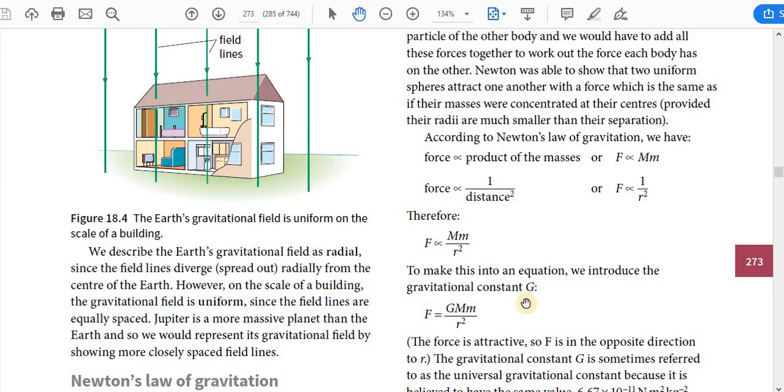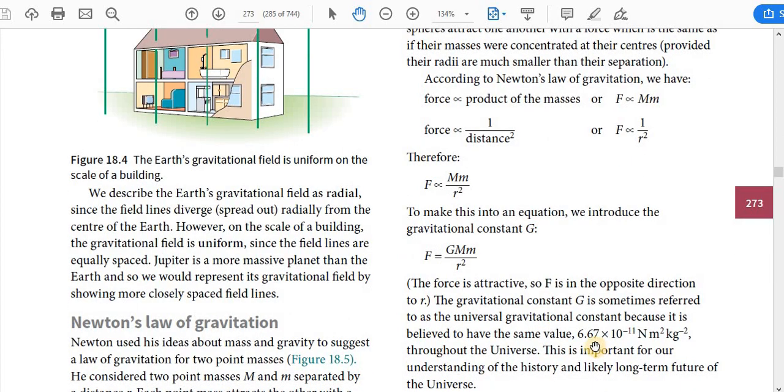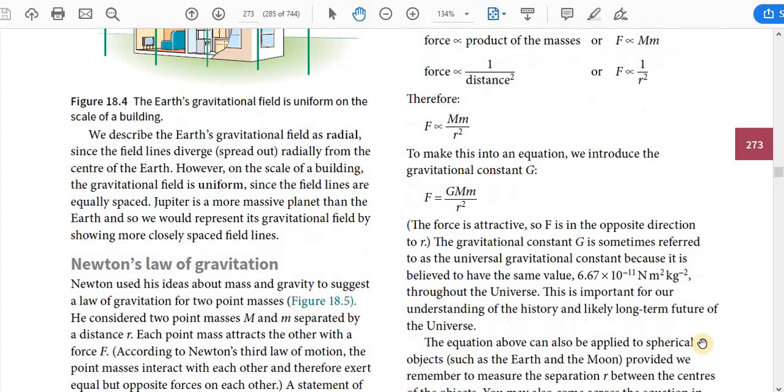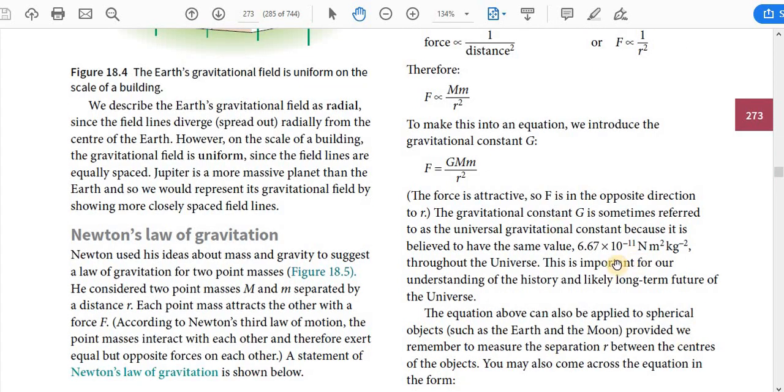This is a constant and it has the value 6.67 × 10^-11 newton meter squared per kilogram squared. This is also given in your data sheet that comes with your exam papers, but it's better if you know this. Anyway, you will remember this when you do a lot of questions. You have to do so many questions that you will automatically remember this number.